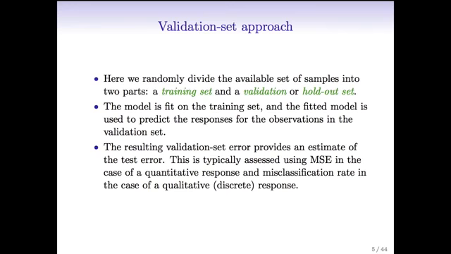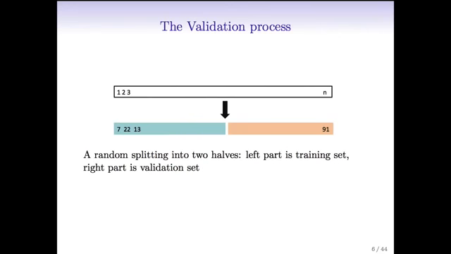Okay, so just to make that clear, let's look at the next slide. We have our data set here. I've divided it in two at random. The blue part on the left is the training set, and the orange or pink part on the right is the validation or holdout set. These observations, for example, 7, 22, and 13, and more of them, were chosen at random to be in the training set.